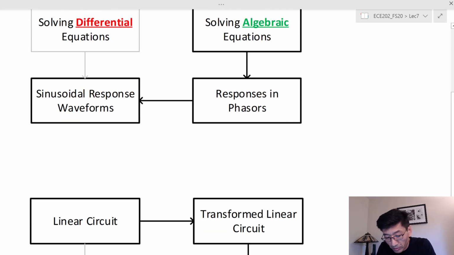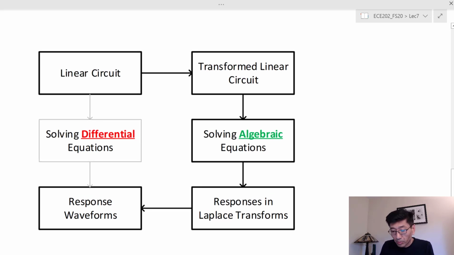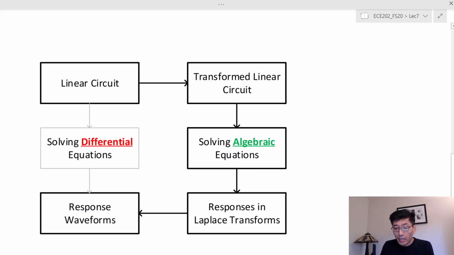What if you have a circuit that's not sinusoidal or not in steady state, and you want to see the transient, right? Let's say you have some disturbance or you apply some changes in the signal, how does the circuit really respond? So that brings us to what we're going to talk about today, and we're going to do the Laplace transform.